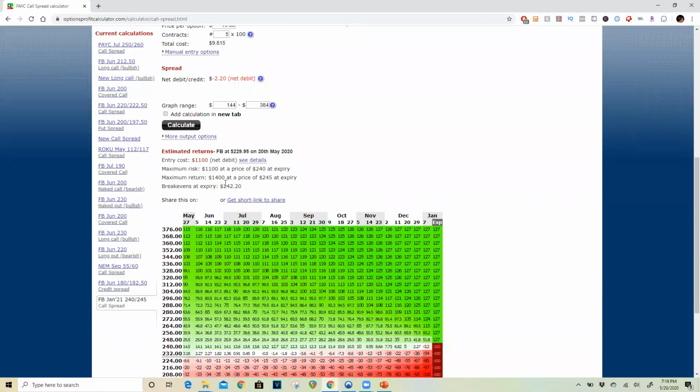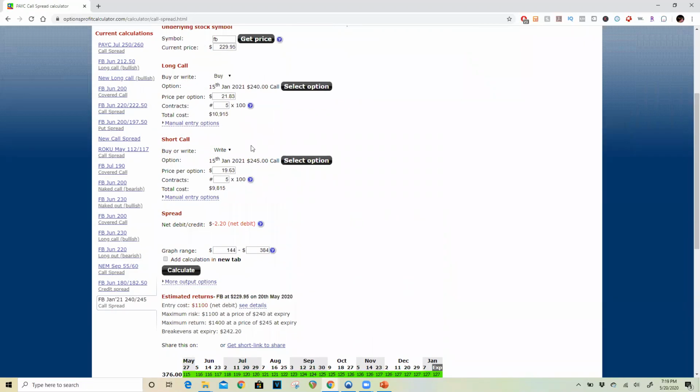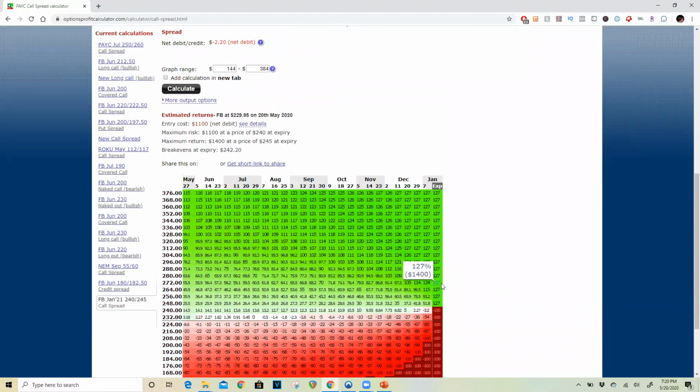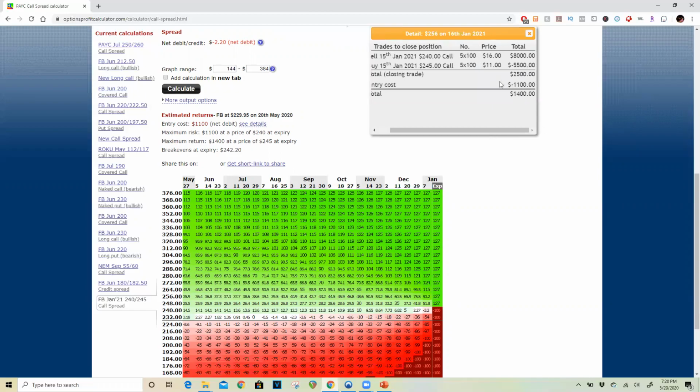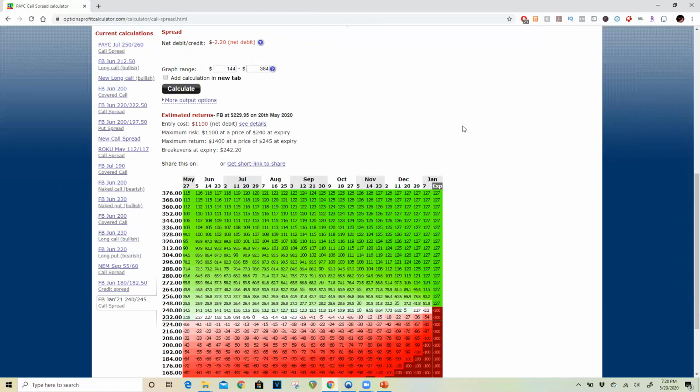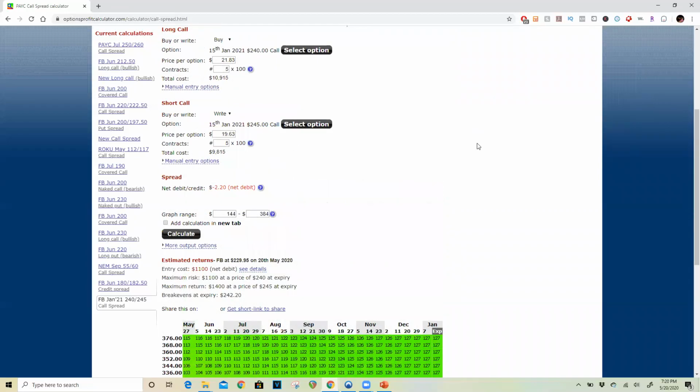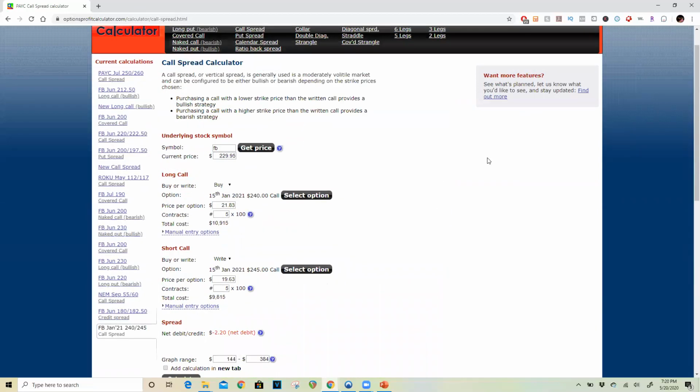Look at that. Now you're paying only $1,100 for opening 5 of these debit spreads, but your maximum return is 127%. Okay? When you sell it, you make $2,500, but because you paid only $1,100 for it, you're making a profit of $1,400. That's really the beauty of debit spreads, which is why it's my absolute favorite strategy.